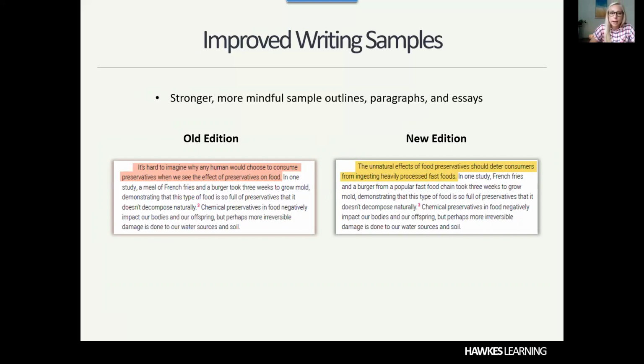Looking at this as an editor, actually, it's not very hard to imagine why any human would choose to consume preservatives, because very often preservative-free food and organic food, fresh options, they're more expensive and they're not accessible in a food desert. They're not accessible at any convenience store. So just really taking a closer look at things that maybe express a tone that we don't necessarily want to express, and something that we can improve and make a little bit more relevant and applicable and meaningful and less exclusive. So you can see the new edition: the unnatural effects of food preservatives should deter customers from ingesting heavily processed fast foods.